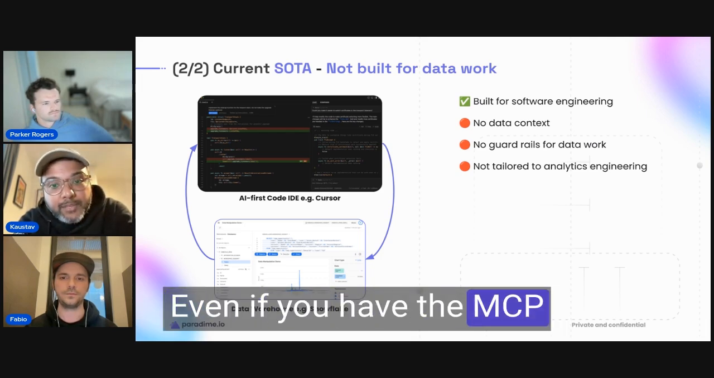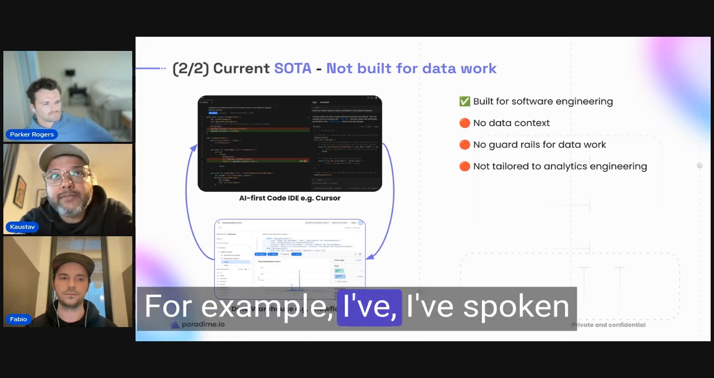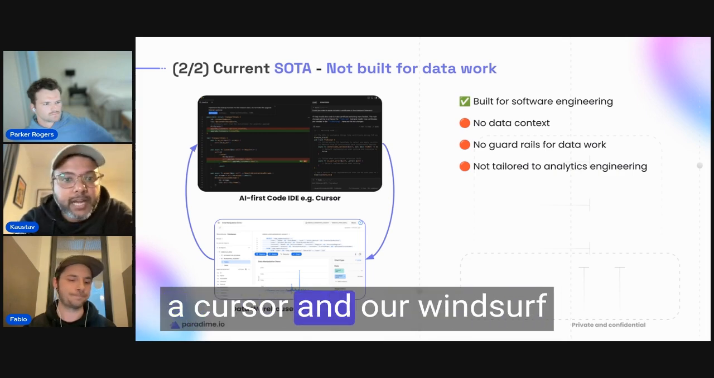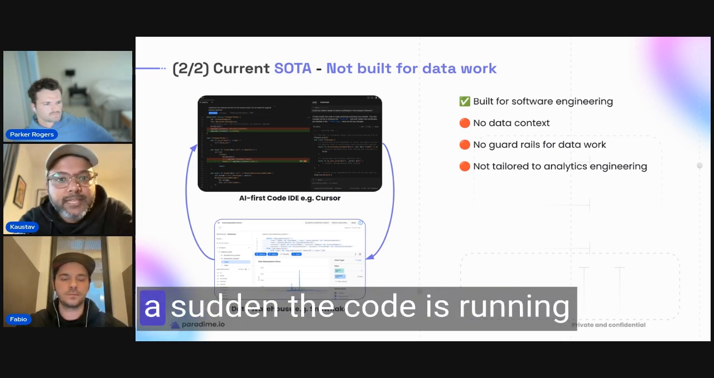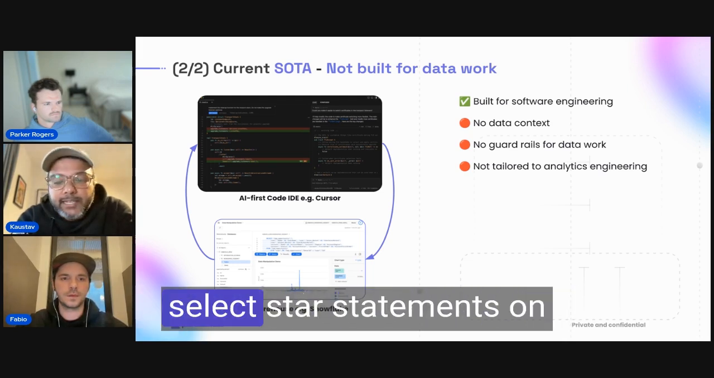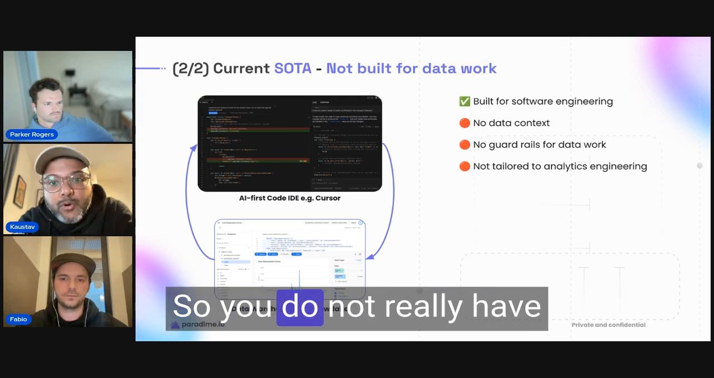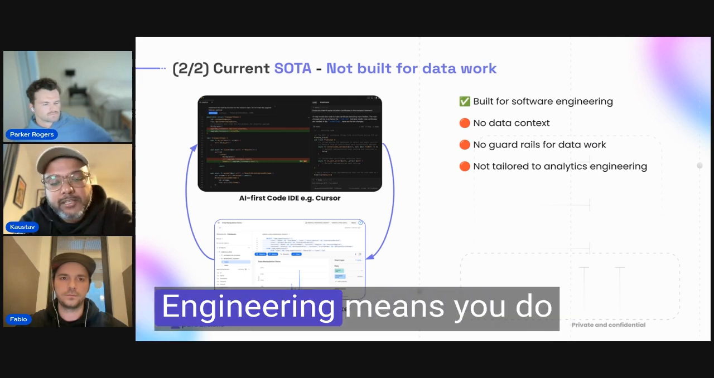Even if you have the MCP server, you do not have any guardrails in place. For example, I've spoken with folks who have set up Cursor or Windsurf and started doing dbt development work, and all of a sudden, the code is running select star statements on petabyte scale warehouses. So you do not really have those guardrails in place.